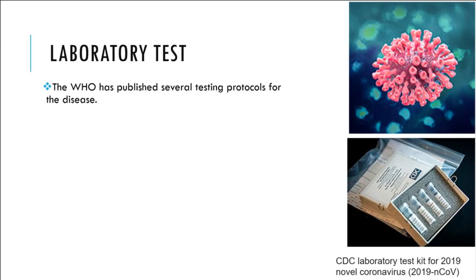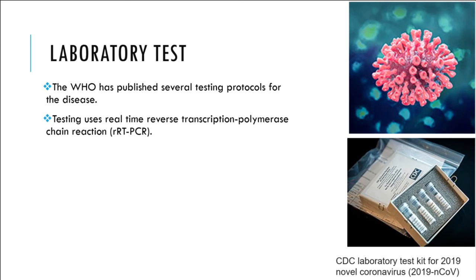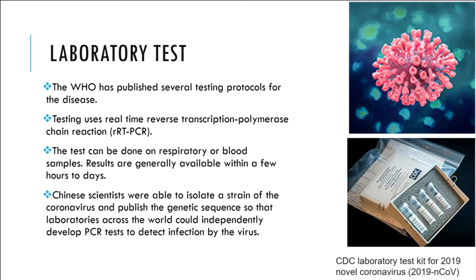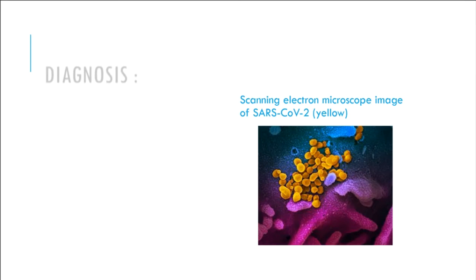Laboratory test. The WHO has published several testing protocols for the disease. Testing uses real-time reverse transcription polymerase chain reaction, rRT-PCR. The test can be done on respiratory or blood samples. Results are generally available within a few hours to days. Chinese scientists were able to isolate a strain of the coronavirus and publish the genetic sequence so that laboratories across the world could independently develop PCR tests to detect infection by the virus.